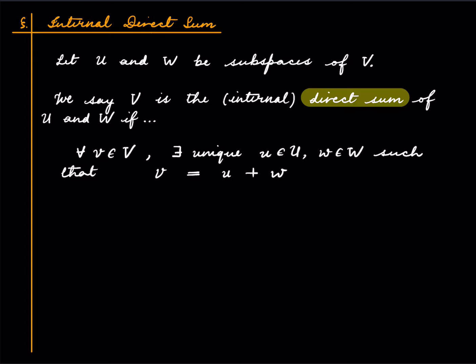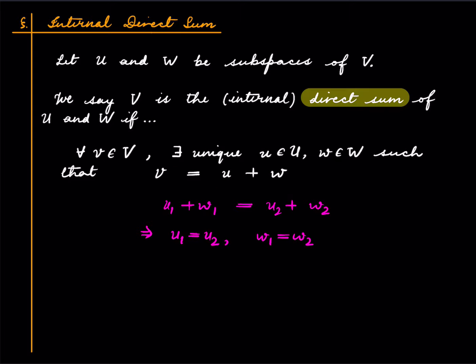So just to spell that out, if it so happens that U1 plus W1 equals U2 plus W2 for some U1 and U2 in capital U and W1 and W2 in capital W, we are forced to have U1 equals U2 and W1 equals W2. So when every vector can be written as a sum of two things, one in capital U and the other in capital W, and in a unique way, then we say that V is the internal direct sum, or simply the direct sum of U and W. We don't every time mention this explicitly.